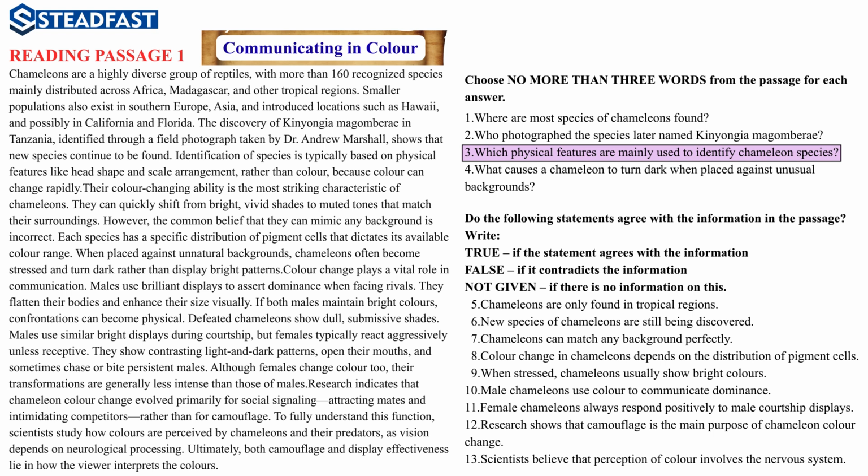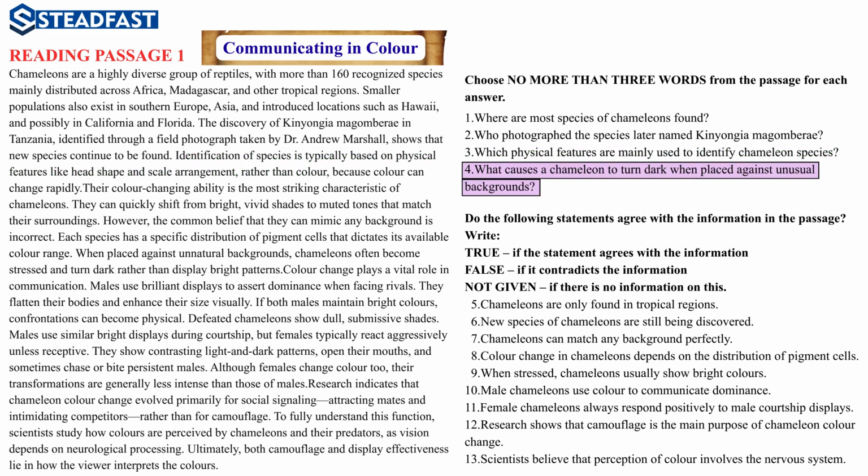Which physical features are mainly used to identify chameleon species? So here in the passage we can see that identification is based on physical features like head shape and scale arrangement rather than color. So the answer here is head shape and scale arrangement. And the next question 4.